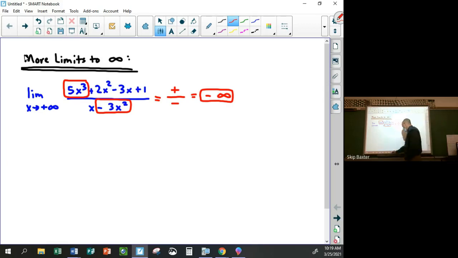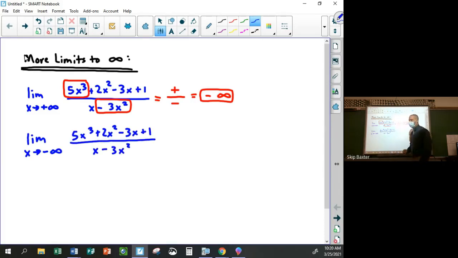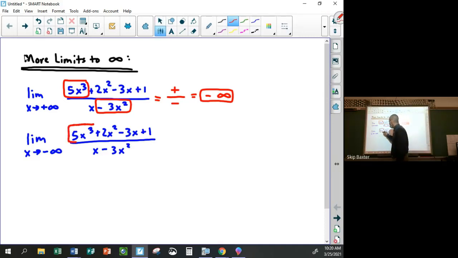If I took the same function and I wanted to find the limit as x goes to negative infinity, same function, 5x cubed plus 2x squared minus 3x plus 1 over x minus 3x squared, I'll do the same analysis. I'm going to take the leading term on top and the leading term on the bottom. But this time, I'm going to substitute in a negative number because I'm going to negative infinity.